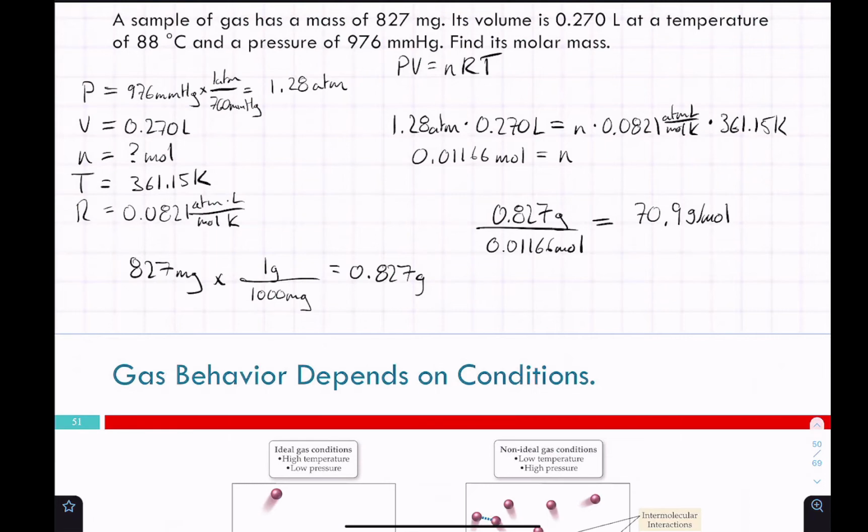So remember, ideal gas law is the link between pressure, volume, and temperature of a gas and moles. If you have those three things, you can find the number of moles. And then if you also have the mass, you can calculate the molar mass. It's also a relationship that we'll use in doing more stoichiometry, of course.